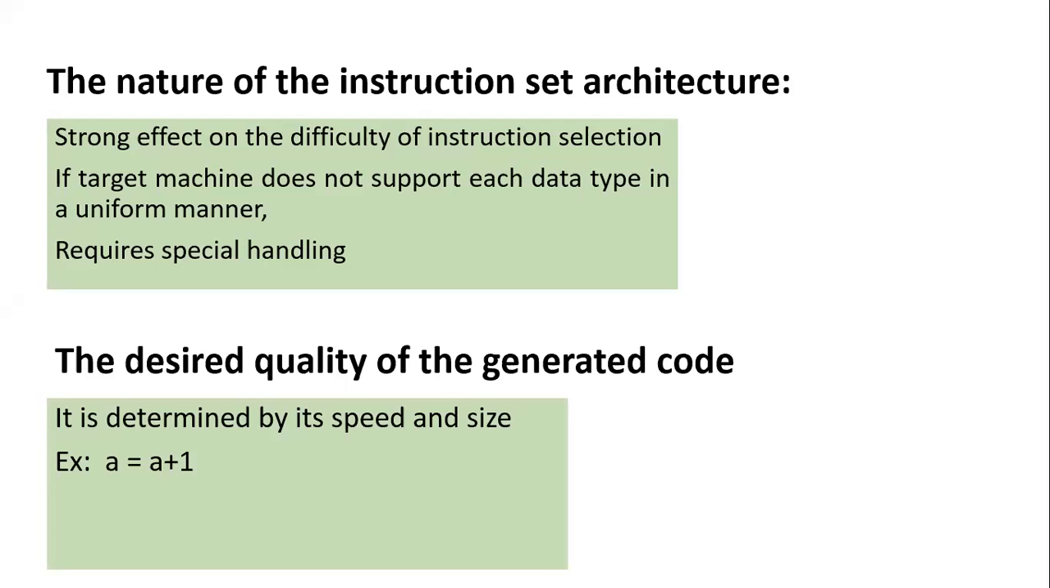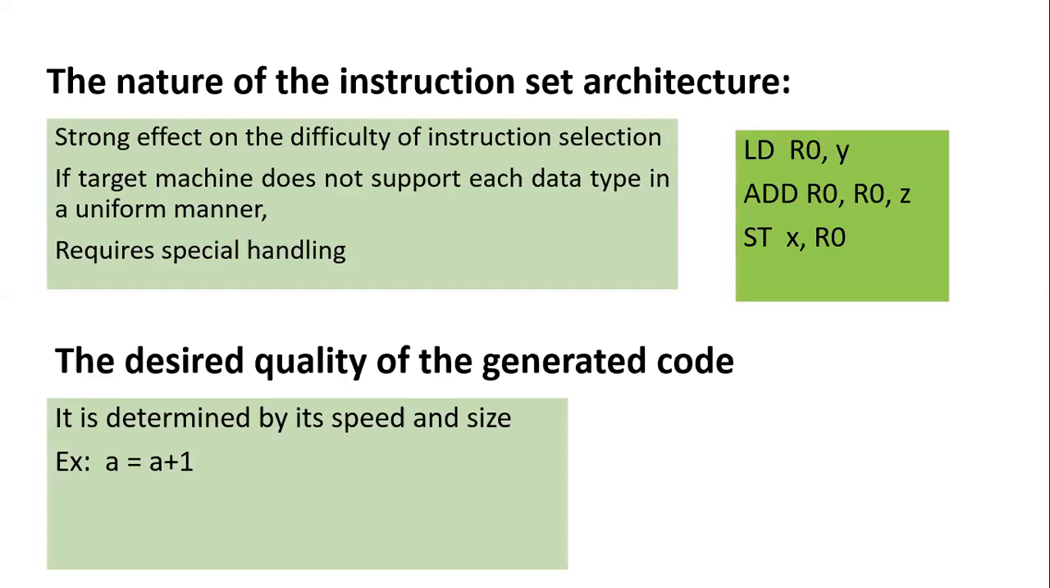You know, like a floating point accumulator. If you want to perform floating point operations, separate hardware is required. If you consider all these things, then the target machine selection majorly impacts the instructions. For example, see this: load R0 with y, add z to R0, and the result is stored in R0. Finally, the value of R0 you are transferring to x.